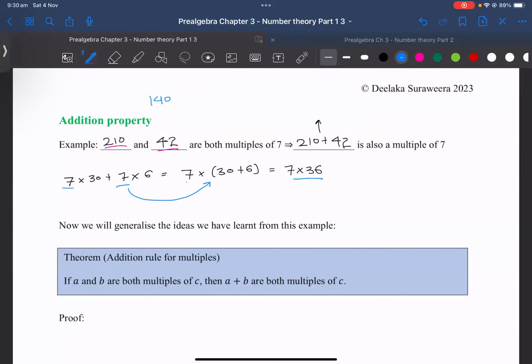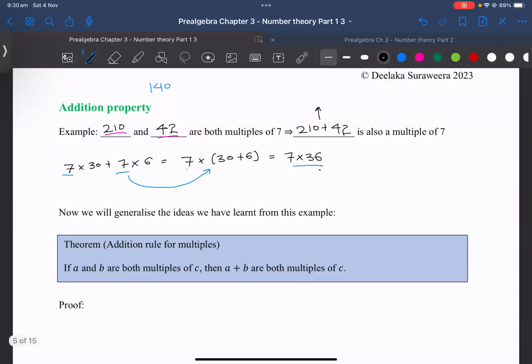Right, this is important, and this is how we do it for anything. The important thing is this is not just for 7, right? We had an example of 7, but we will generalize the idea, meaning we're going to see that it works with any number. This is an important theorem: if A and B are both multiples of C, then if you add A and B, it's still a multiple of C. So this is an important theorem.